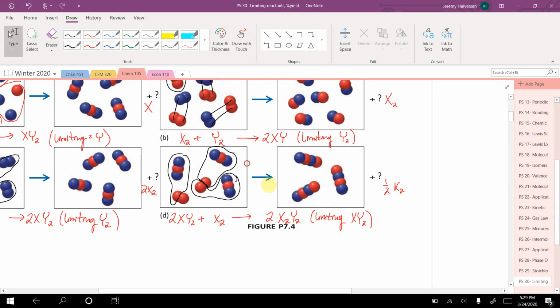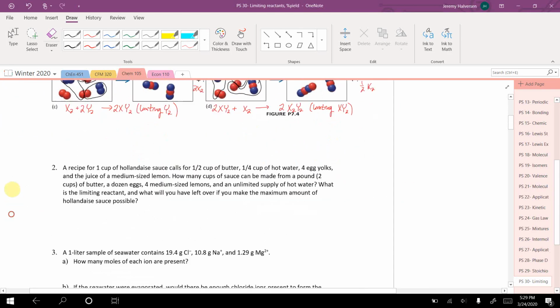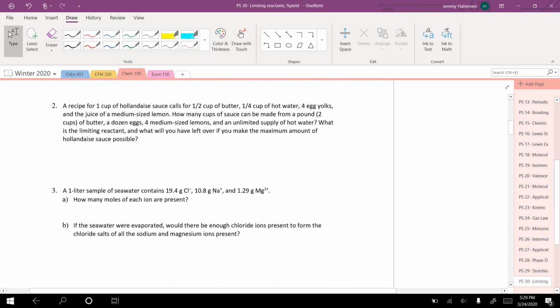Okay, little introduction to limiting reactants, and we'll see how we do this with actual chemistry. But first, another little example. A recipe for 1 cup of hollandaise sauce calls for 1/2 cup of butter, 1/4 cup of hot water, 4 egg yolks, and the juice of a medium-sized lemon. How many cups of sauce can be made from 2 cups of butter, a dozen eggs, 4 medium-sized lemons, and an unlimited supply of hot water?